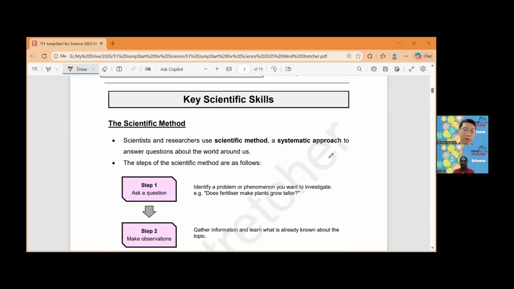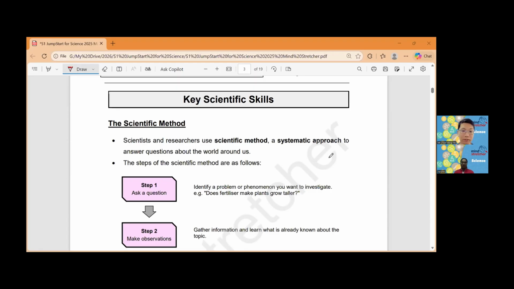Now, when we learn science, just like in primary level, some of these skills you have already learned. You have learned about all the experiment-based questions and how to answer them. Things like what's the aim of the experiment, what's the hypothesis, what's the conclusion, what is the control setup, fair test. All this you have learned how to answer for the PSLE. I hope you have learned it well. When you come to secondary, that will continue.